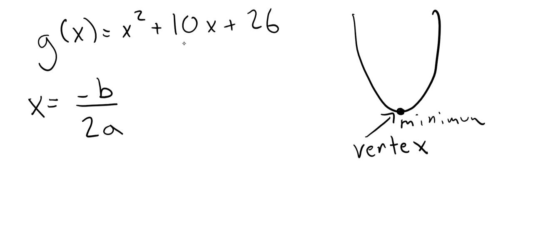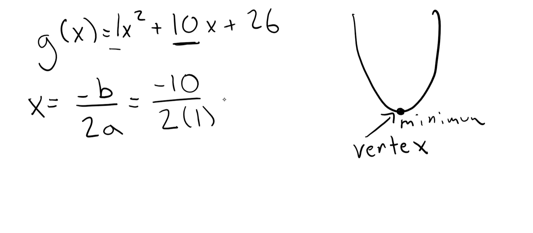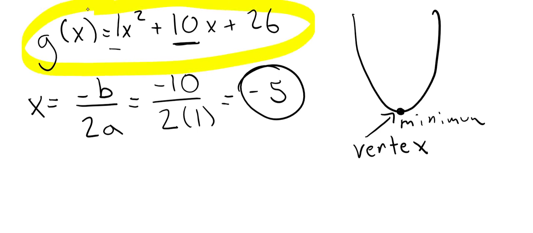In this case, the b is referring to our middle coefficient, so negative 10, all over 2, and a here is referring to this first coefficient, which is a 1. And so we end up with negative 5. And so this tells us the x value where the minimum is occurring. It does not tell us the y value, but the good news is when we started this whole problem, I gave you a relationship between x's and y's, and so now we can utilize that by plugging in the negative 5.